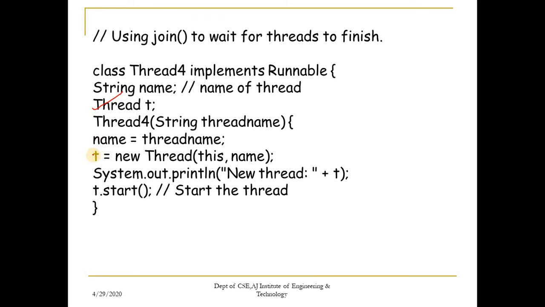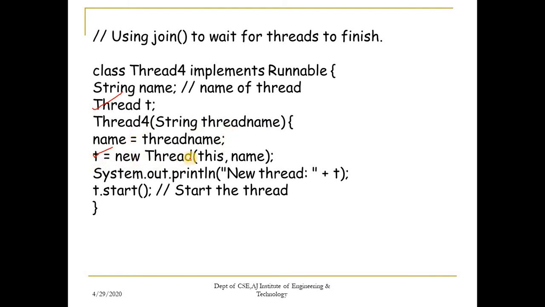So these two steps are used to create a thread by implementing the Runnable interface. First we have to create a variable of type Thread. Then within the constructor of that class, we are going to create a new thread, and that thread will be represented by t. Inside the Thread4 constructor, which will take the thread name as a parameter, that thread name it will assign to name.